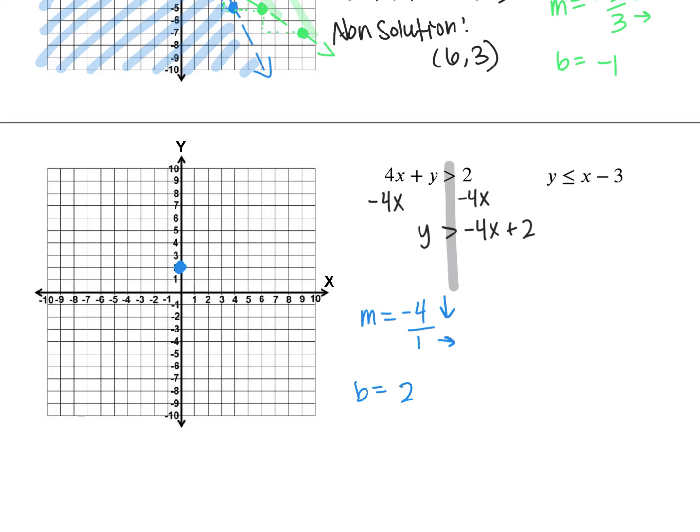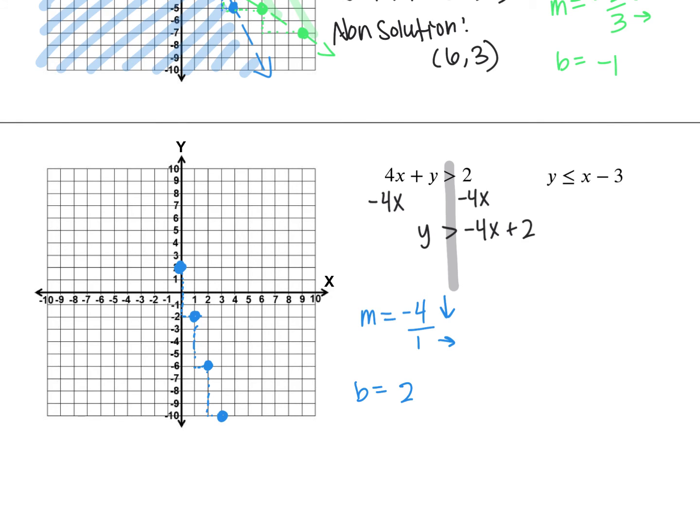And the slope is telling us the direction we move. So we're going to go down 4, right 1, plot a point. Down 4, right 1, plot a point. Down 4, right 1, plot a point.